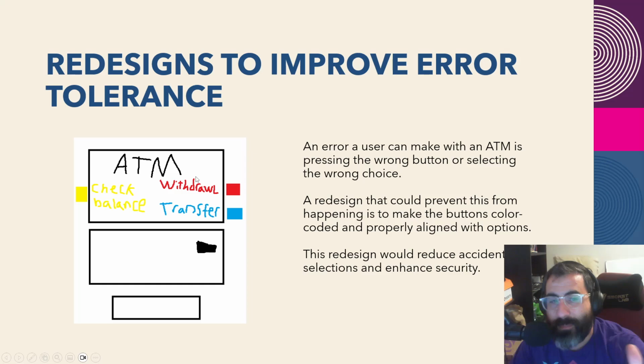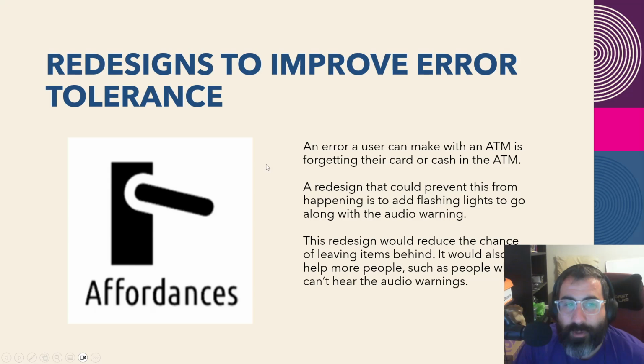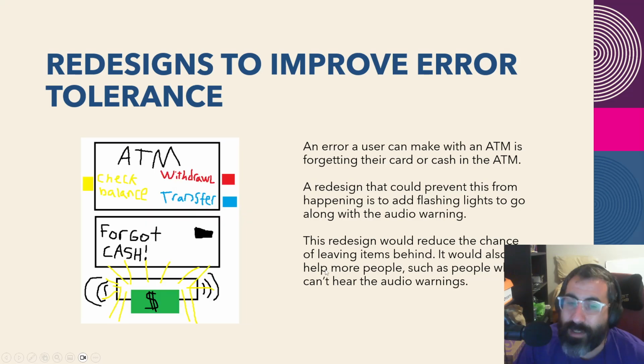And the third error that people can make is forgetting their money or card. They have a sound that goes with it, but something that would help even more is flashing lights. So they have text, sound waves here, and then I added yellow lights blinking. And this would help more people, since people that can't hear can see the warnings.